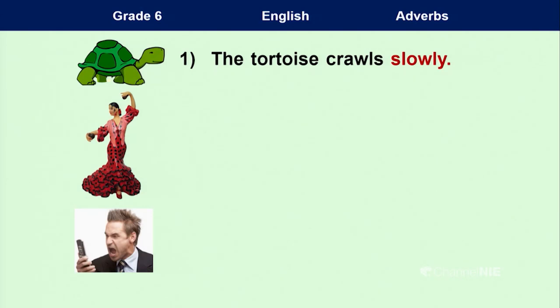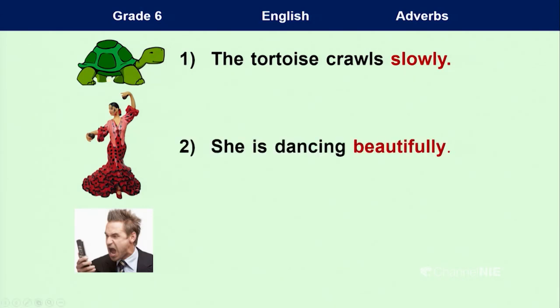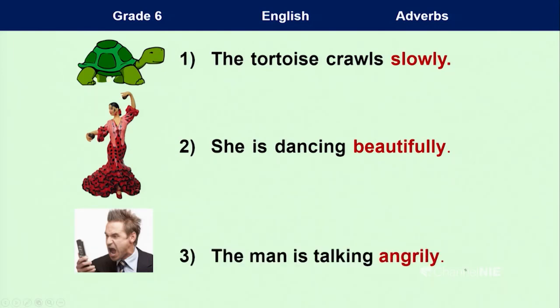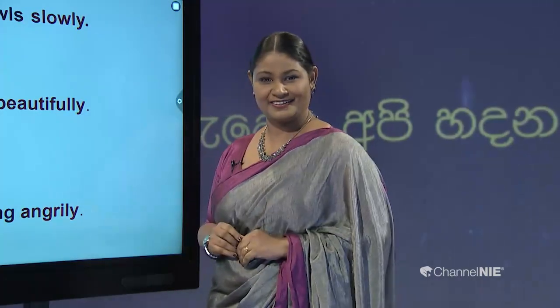The dancer, the beautiful dancer there. What does she do? What is she doing? I think she's dancing beautifully. She's dancing. How is she dancing? She's dancing beautifully. That's right. You can see a man who is talking on the phone and he looks angry. So the man is talking angrily. That's right. The man is talking. How is he talking? Angrily.